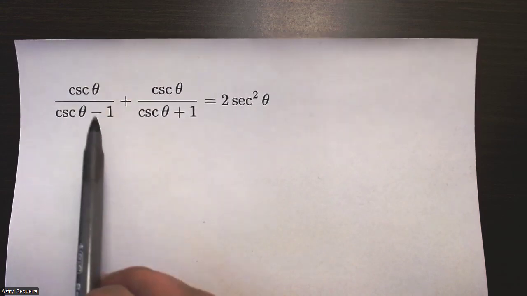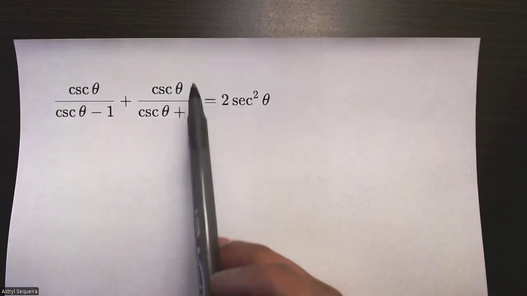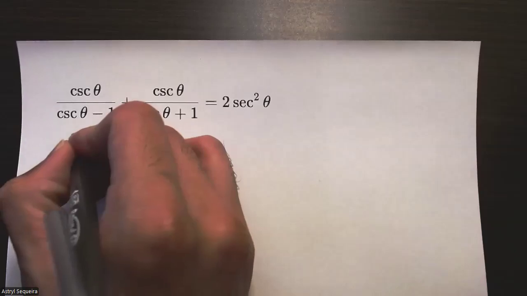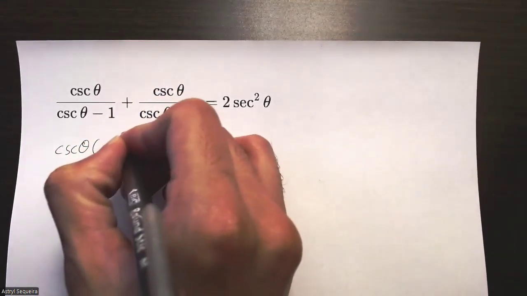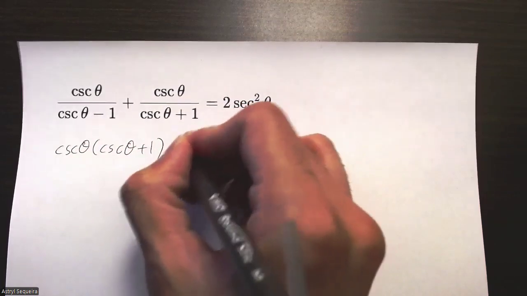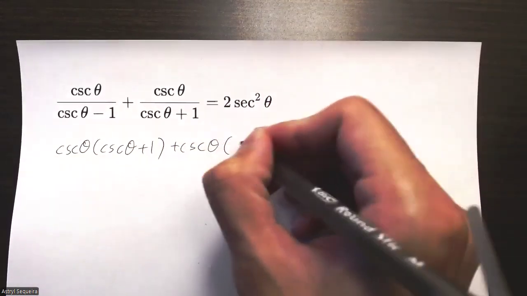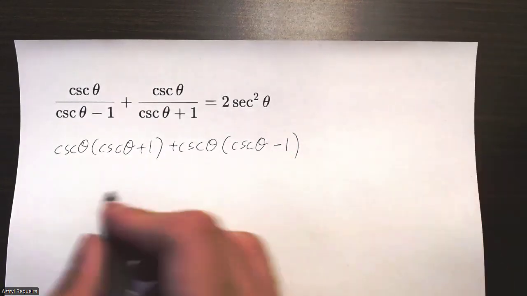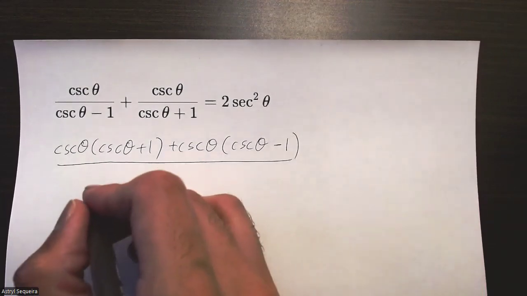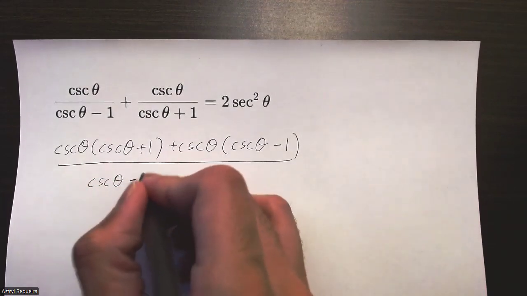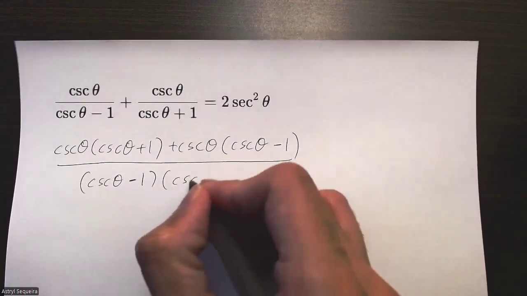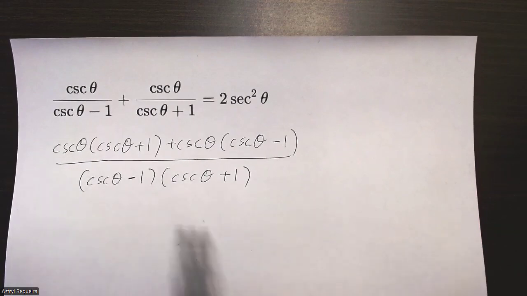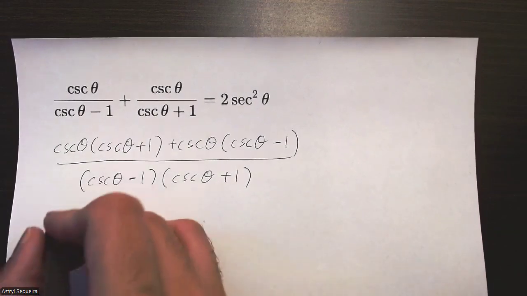So I'm going to multiply the top and bottom here by cosec plus 1 and the top and bottom here by cosec minus 1. The common denominator is just cosec minus 1 times cosec plus 1. Next, I'm going to expand out all the brackets on the top and the bottom.